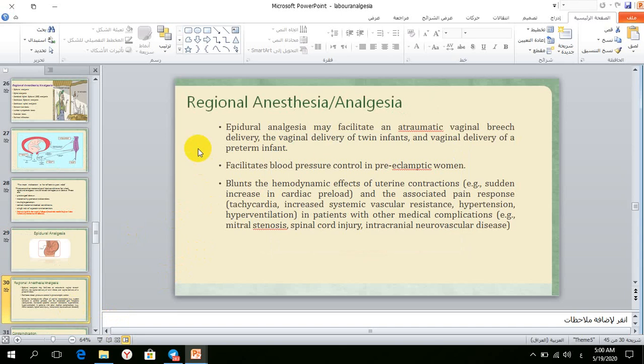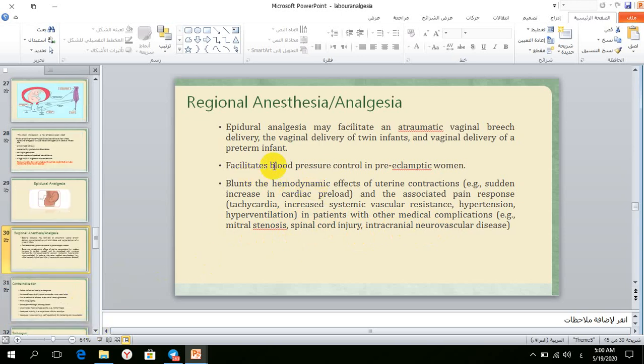Regional anesthesia and analgesia: epidural analgesia may facilitate an atraumatic vaginal breech delivery, the vaginal delivery of twin infants, and vaginal delivery of preterm infants. Facilitate blood pressure control in pre-eclamptic women. Blunts the hemodynamic effects of uterine contractions, for example sudden increase in cardiac preload, and the associated pain response, tachycardia, increased systemic vascular resistance, hypertension, hyperventilation in patients with other medical complications, for example mitral stenosis, spinal cord injury, intracranial neurovascular disease.